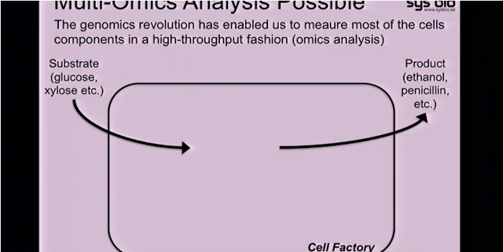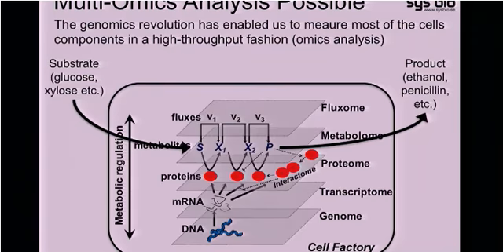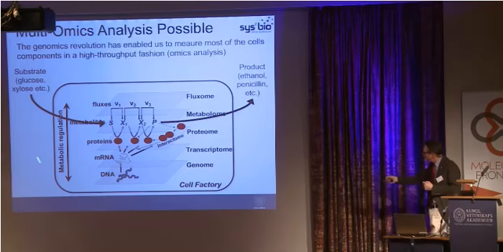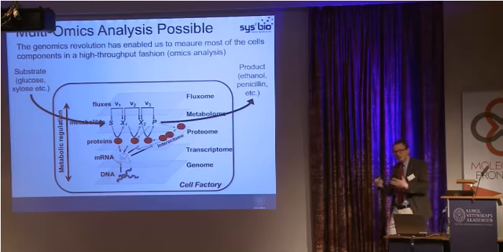Well, here it's actually white, but you have a substrate coming into this cell factory. We want to produce these different products out here. But now we can sequence a genome. We can measure all the messenger RNAs, all the transcripts. We can measure all the proteins. We can measure maybe not all the metabolites, but we are getting better at it, so we can measure a large fraction of these. We can even quantify the activity of these different pathways by measuring what we call the fluxes.